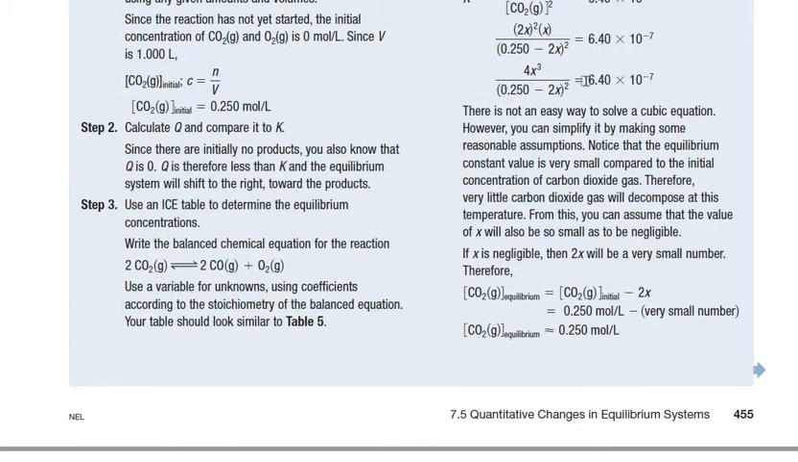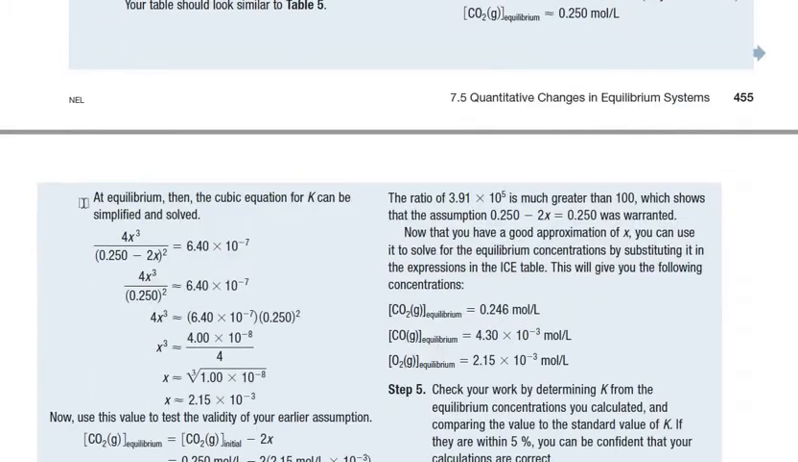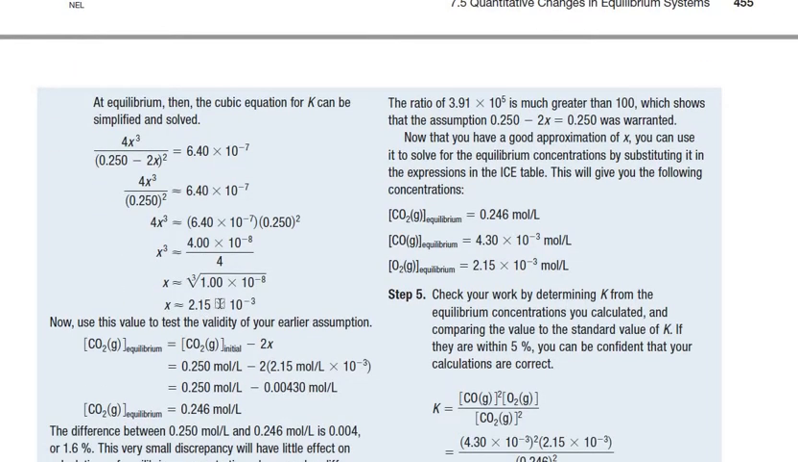So it's going to be 0.25 to the power of 2. Then we have 4x cubed divided by 0.25 to the power of 2 equals 6.4 times 10 to the power of negative 7. Cross multiplication, we have 4x cubed equals the multiplication of these two. So x cubed is going to be 4 times 10 to the power of negative 8 divided by 4. And then x is going to be 2.15 times 10 to the power of negative 3.